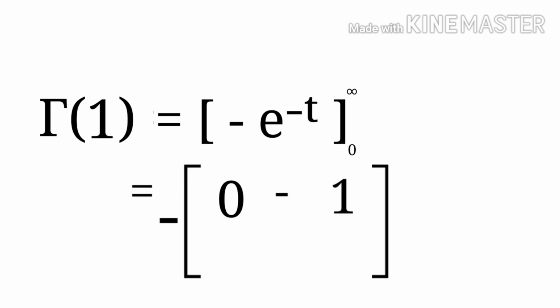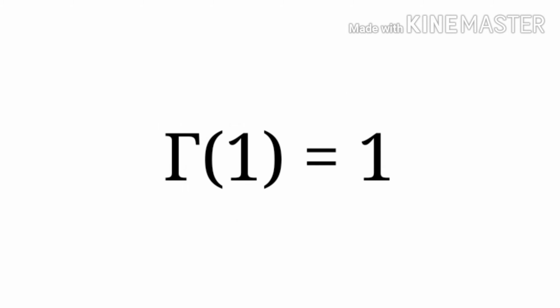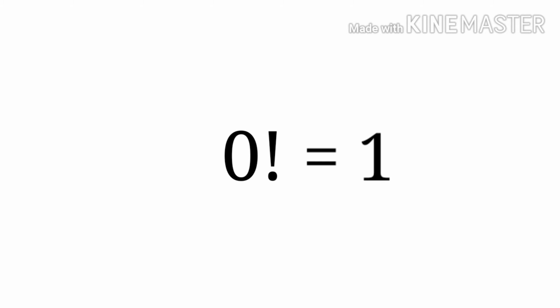So now 0 minus 1 will be equal to minus 1, and minus 1 times minus will be equal to 1. So we found that gamma of 1 will be equal to 1. As we are discussing, gamma of 1 is equal to 0 factorial. So we found that 0 factorial is equal to 1.